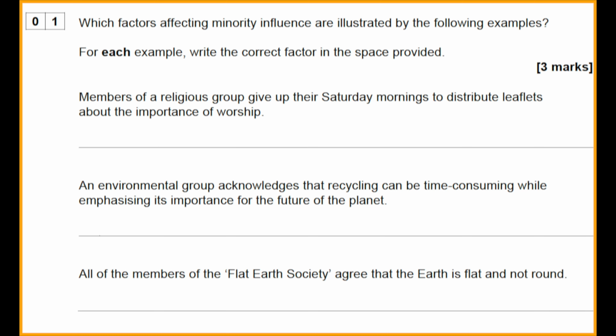Question 1 says, which factors affecting minority influence are illustrated by the following examples? For each example, write the correct factor in the space provided, 3 marks. So here the topic is minority influence and there are 3 marks. So 1 mark for each example.